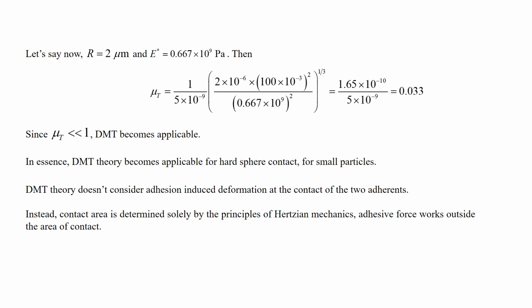Now, let us say that R is 2 micron and E star is now made 0.667 gigapascal. That means we have changed the particle material modulus. Let us say we have a much harder particle with modulus 0.5 gigapascal. Many metallic materials or some hard polymeric materials can be of this order of modulus. Again, the Poisson ratio remains the same, 0.5, and therefore E star will be 0.667 times 10 to the power 9 pascal.